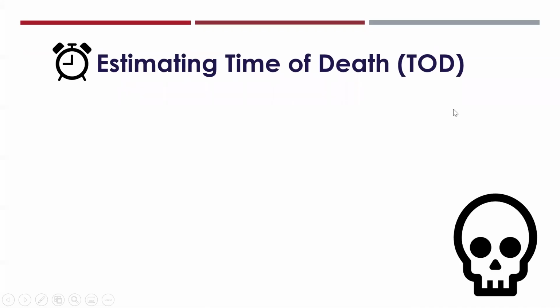So now we know how to determine manner, cause, and mechanism of death. How do we determine the time of death, TOD? There are 3 different methods used to determine time of death. You have to pretty much use all 3 together to get a really accurate picture of the time of death. Using just one of them would not be adequate.